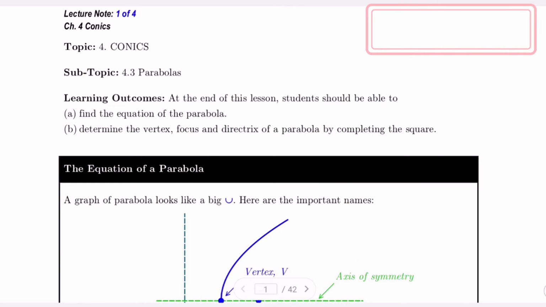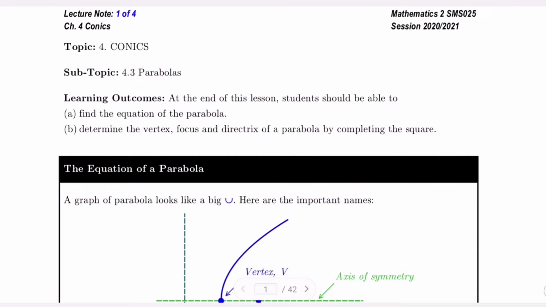Let's learn on topic 4, conics. In this topic, you're going to learn about 3 different types of shape. The first one will be parabola, the second one will be ellipse, and the last one will be circle. At the end of this lesson, you should be able to find the equation of parabola and determine the vertex, focus, and directrix by using the completing the square.